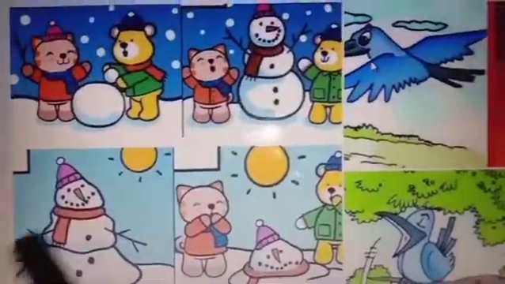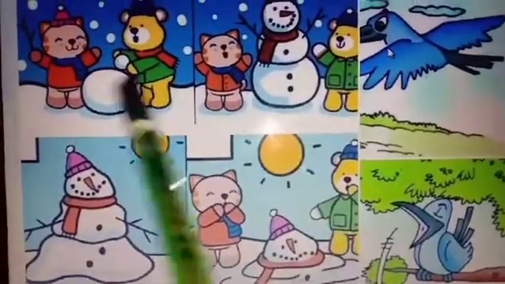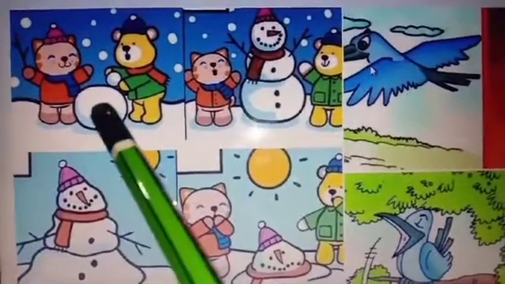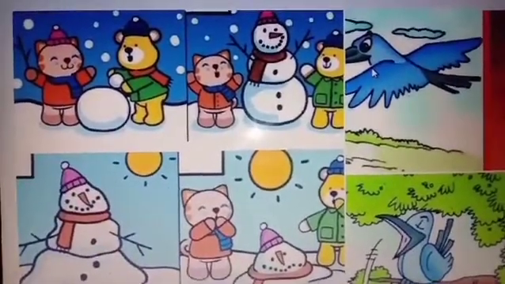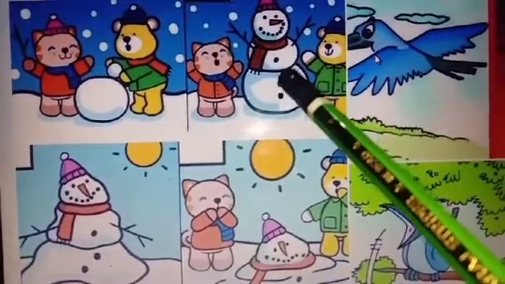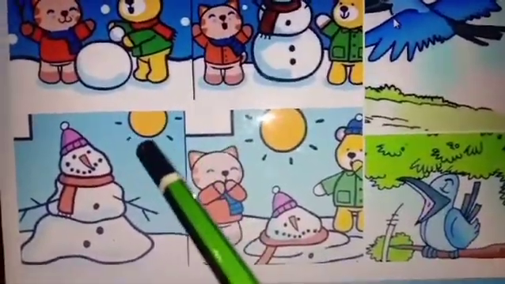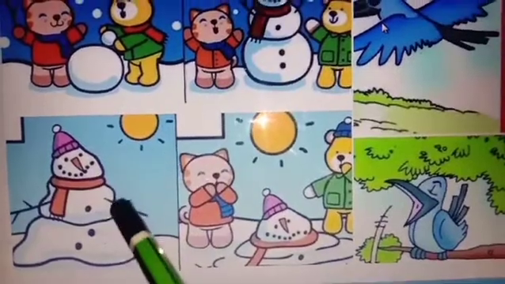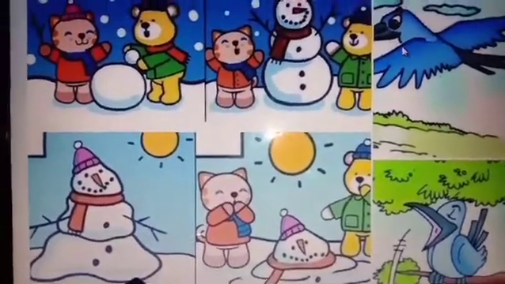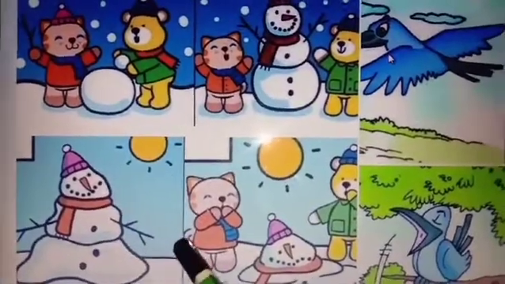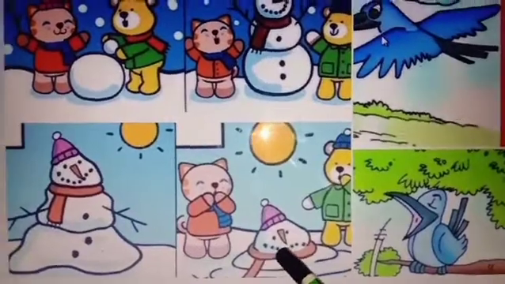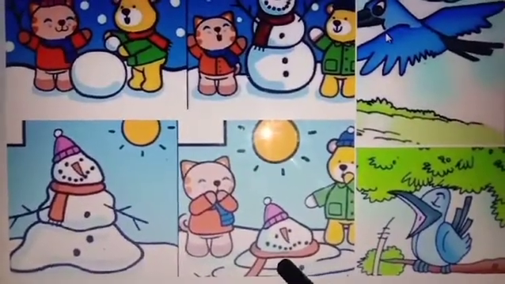In this particular one, you can see this is the first part. 1, 2, 3, 4. You can see that there are two bears and they are making a snowman. Can you see? So they work very hard to make a snowman. And what happens later on, when the sun comes, the snow starts melting. It is made out of snow, that is ice. It starts melting and their snowman is also melted. Can you see? So this is the story.